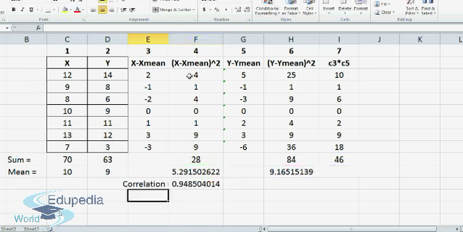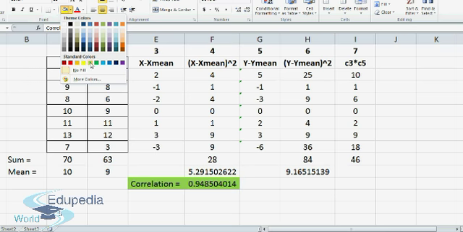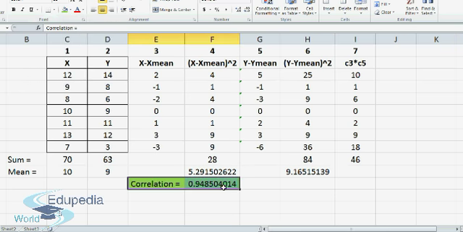And that comes to be 0.94. So the correlation value of these two variables is 0.94, or we can round it off to 2 decimal places and say it's 0.95.